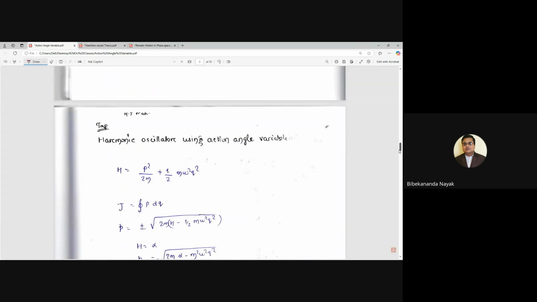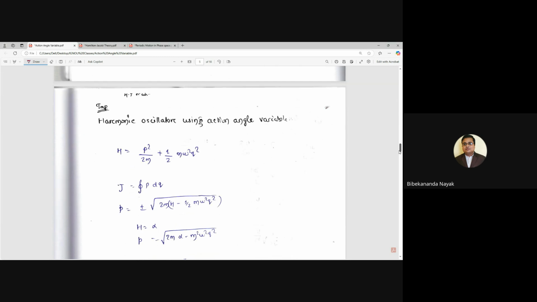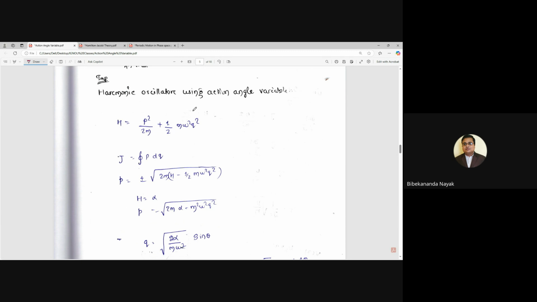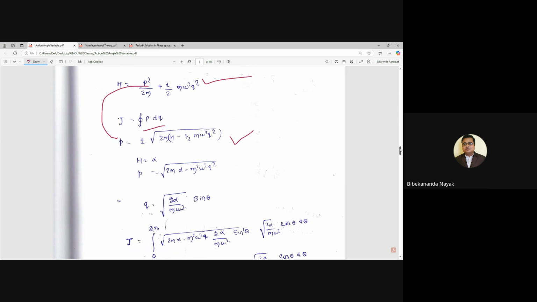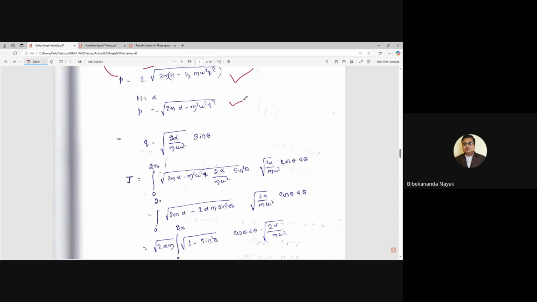Sometimes the harmonic oscillator using action angle is asked in the examination. Similarly, your harmonic oscillator is important. Your Lagrangian or even Hamiltonian. Then J is equal to the action angle integration of P dq. From this you can calculate P is equal to root 2mH, where H is equal to alpha in our theory. So it is equal to root of 2 alpha m minus m square q square.